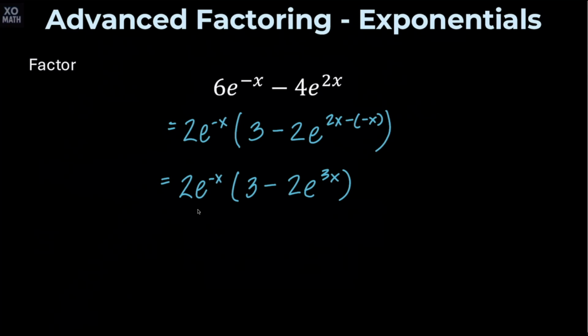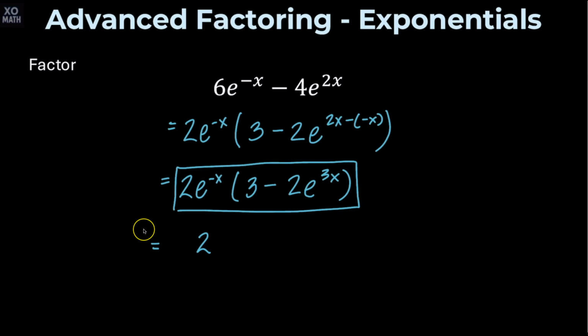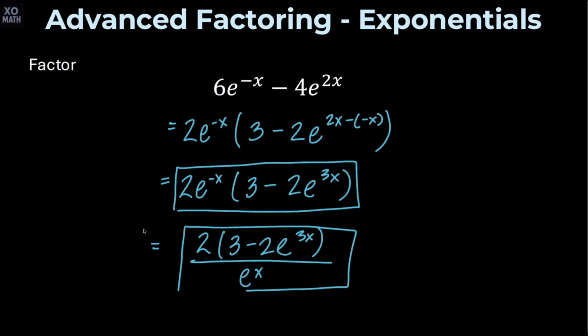So I'm going to go ahead and box this in, but while also reminding you that because we have a negative exponent, you might see the answer with that e to the negative x in the denominator so that it has a positive exponent. So we have to leave the 2 times the quantity 3 minus 2e to the 3x all over e to the positive x, because we prefer positive exponents rather than negative exponents.